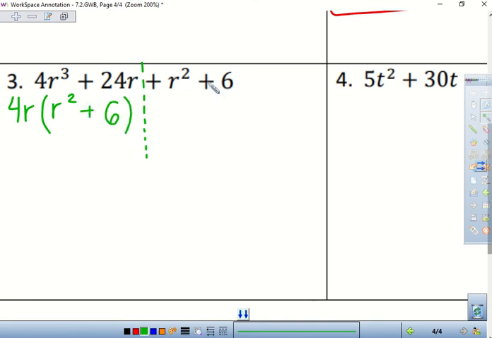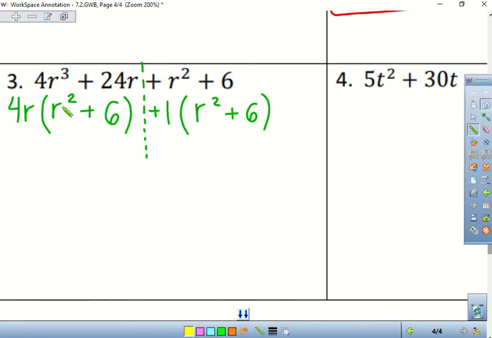Yep. And can we factor anything out over here? No. 1. We can factor out a 1. Good. So if we factor out a 1, that's going to leave me with r squared plus 6, right? So see how we couldn't factor anything out over here, so we just simply factor out a 1. So when you can't factor anything out, you're just going to factor out a 1, which is always okay to do.